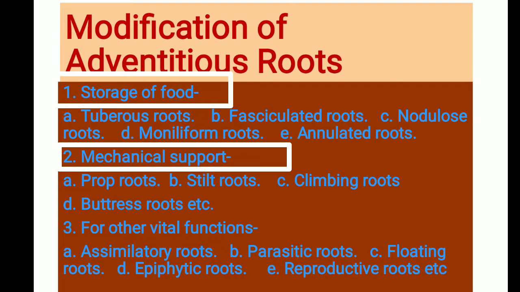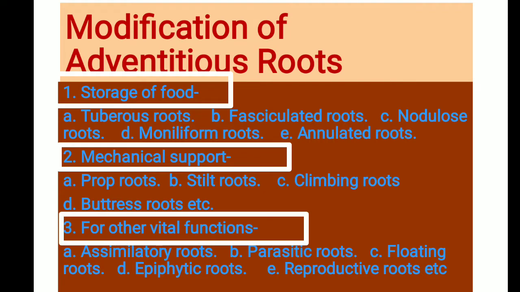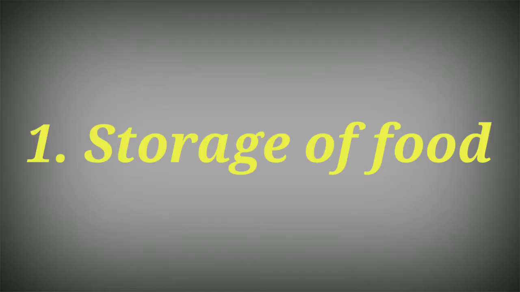Similarly, there are some other modifications that the adventitious and the fibrous roots perform, such as the assimilatory roots, parasitic roots, floating roots, epiphytic roots, reproductive roots, etc. So with the help of diagrams here, I'll try to explain these different types of modifications of the adventitious and the fibrous roots. Before discussing them, let's keep one thing in mind, that as these two types of roots are the same in their structure, they are discussed under the same head.